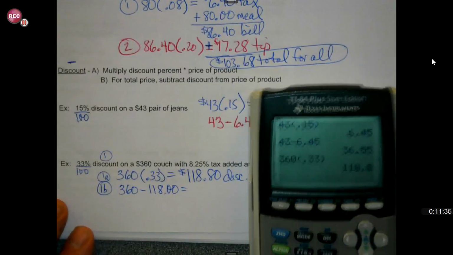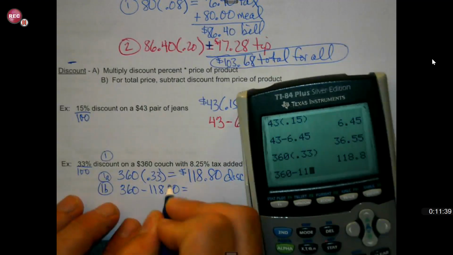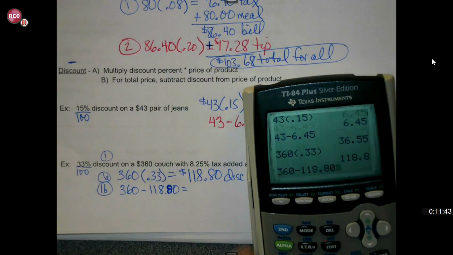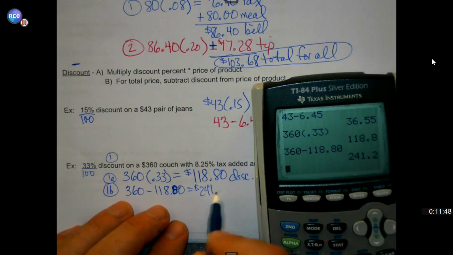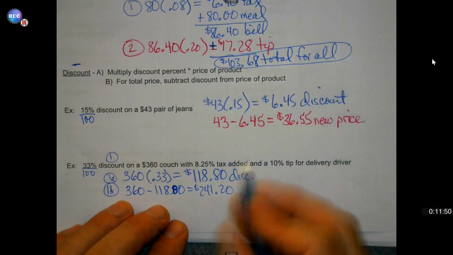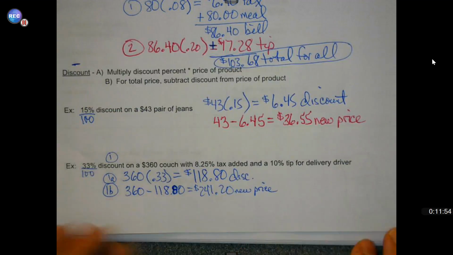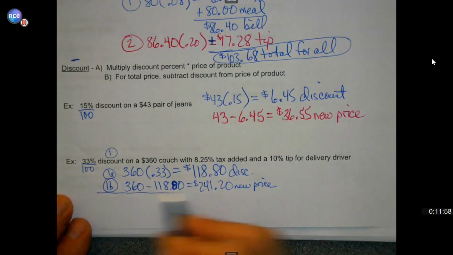You're like, it's good they do have computers and stuff to do this stuff. Oops, and then I almost didn't write my price right. Okay, so $241.20 is the new price of this item before I start getting into all my other stuff. So part one, you're good.